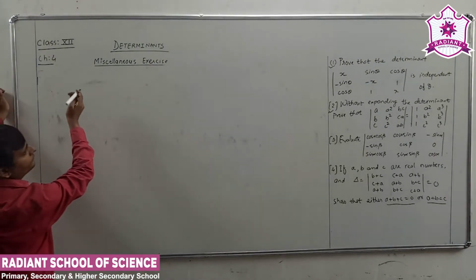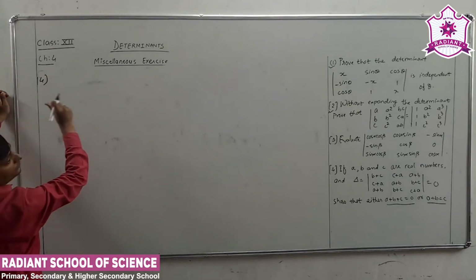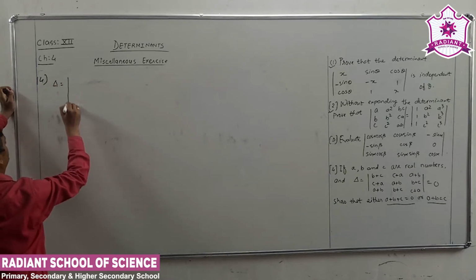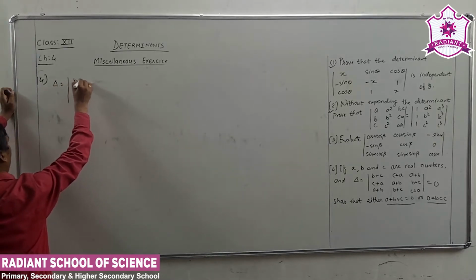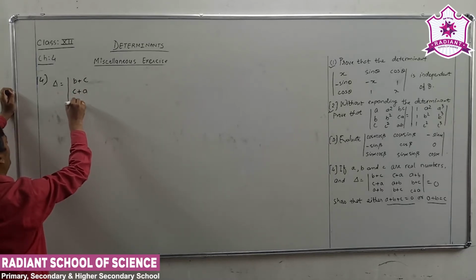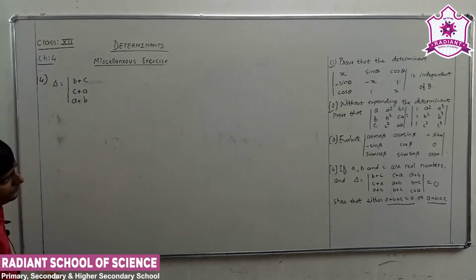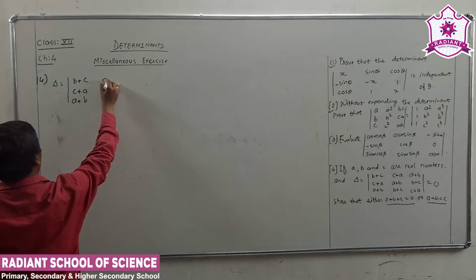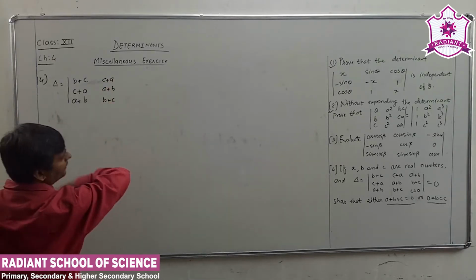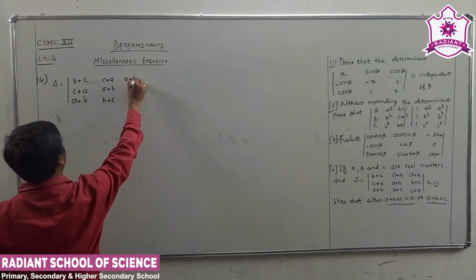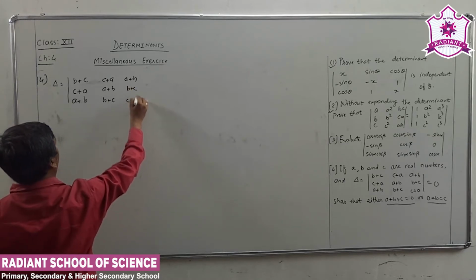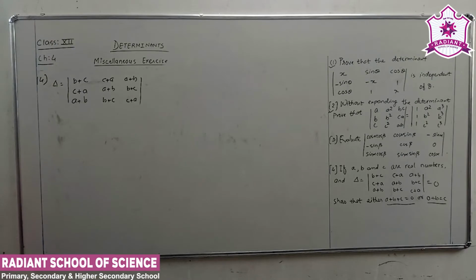Question number 4. Here b plus c, c plus a and a plus b. Right? c plus a plus b, c plus a plus b and b plus c. Again a plus b, b plus c and c plus a. Right? Equal to 0, when the delta is 0.